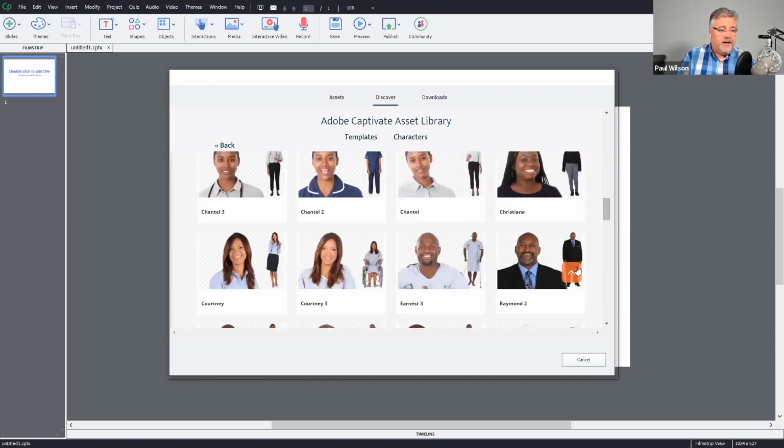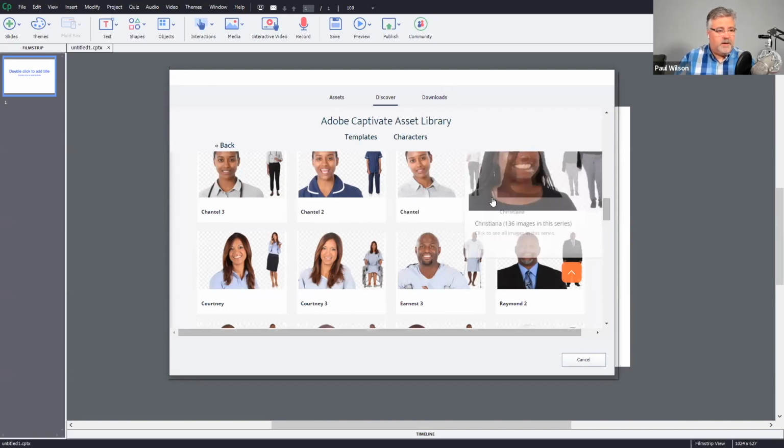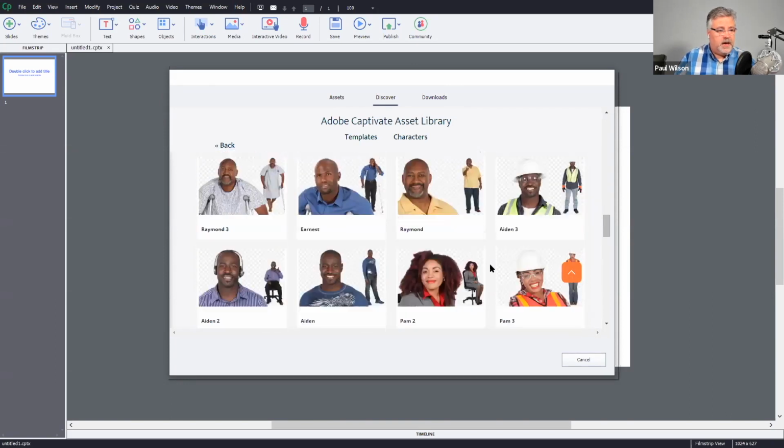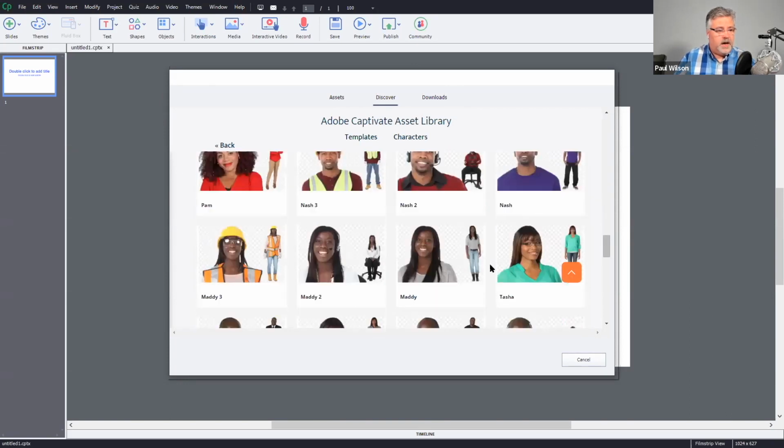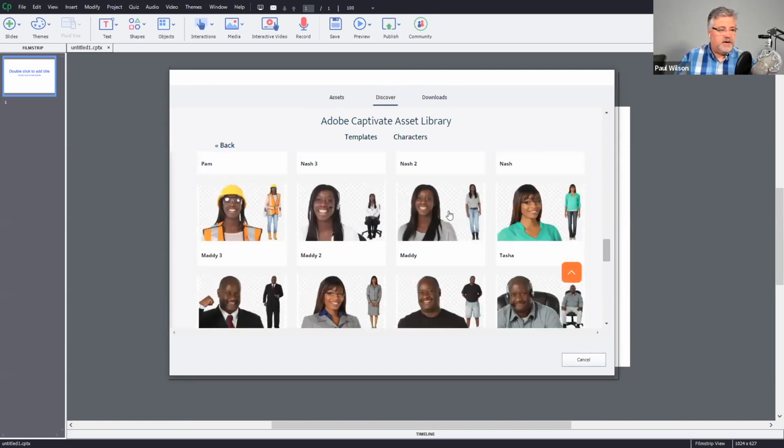And I like it because not only are they showing us what you'd expect when you see models, but you're getting all different size people, body types, genders. There's a lot of variety here. So it's not bad. It's pretty good. So if you're looking to be as inclusive as possible, take advantage of the Discover tab. That would give you a greater selection than what's built into Captivate there.